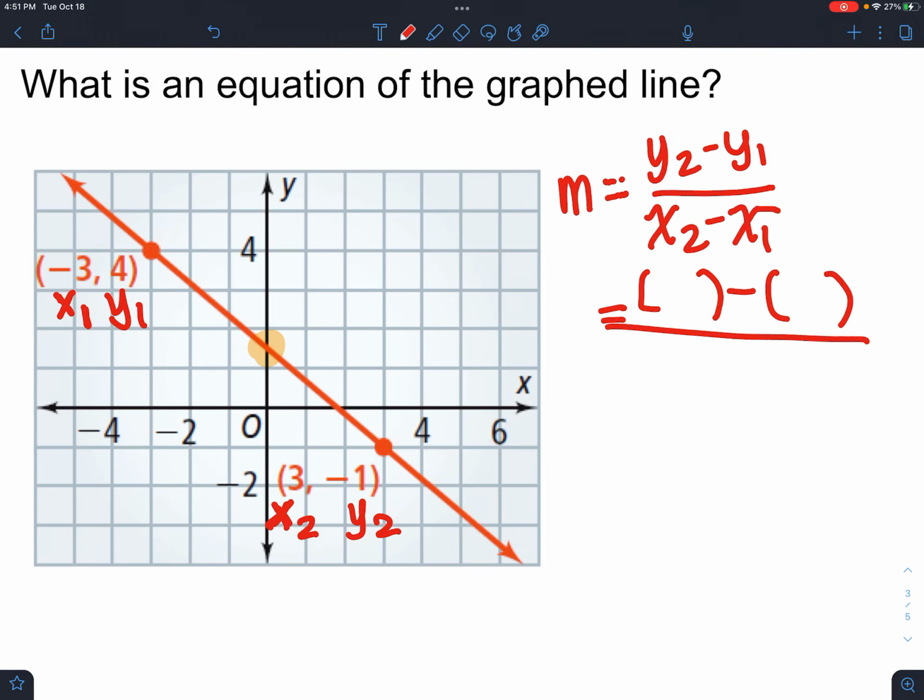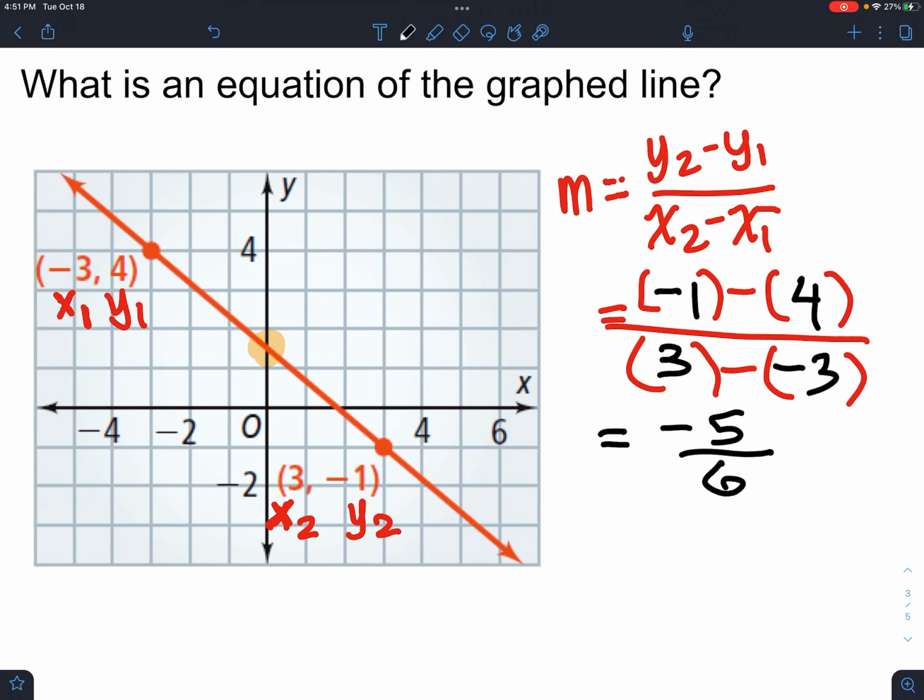So how does this work then? Let's put our parentheses, since I promised that we would do that every time. y2 minus y1: 4 minus... x2 is 3, x1 minus 3. So this ends up being minus 5 over 6. Let's do a quick double check and make sure that's right. Yep. Okay.